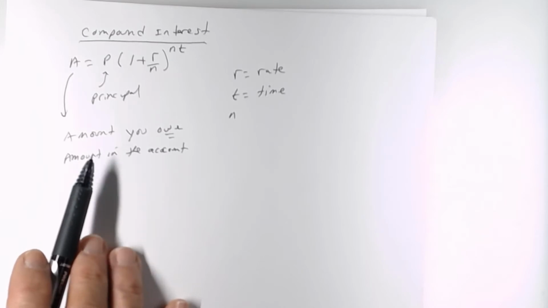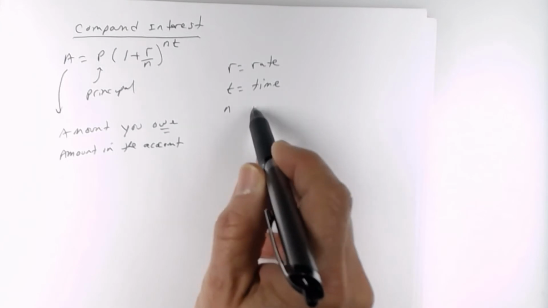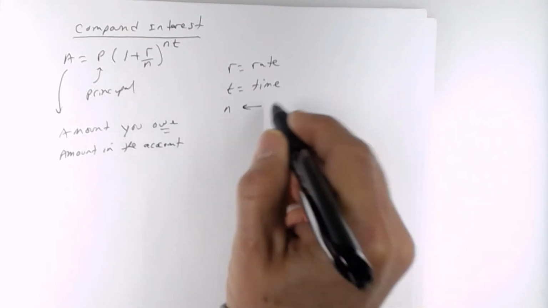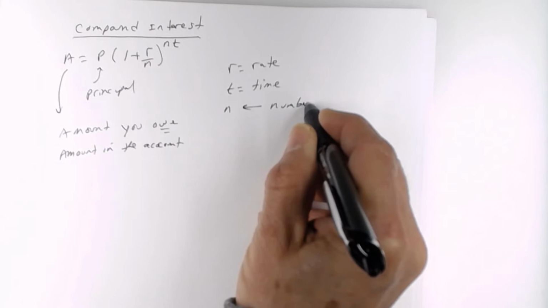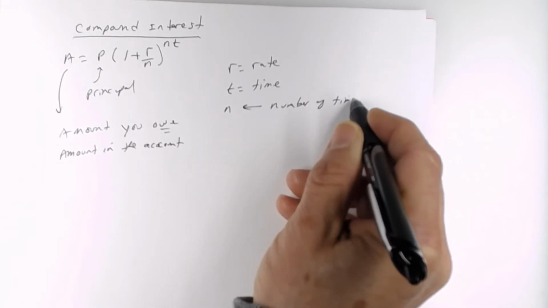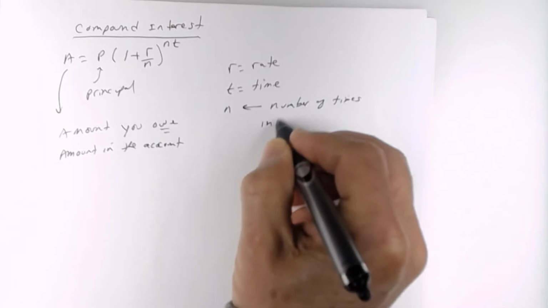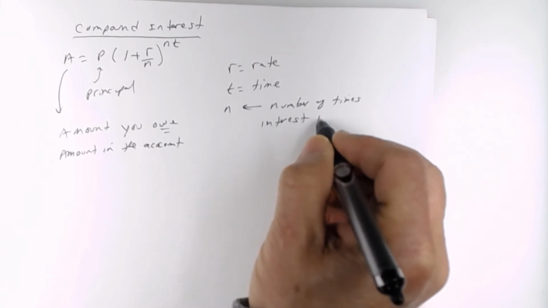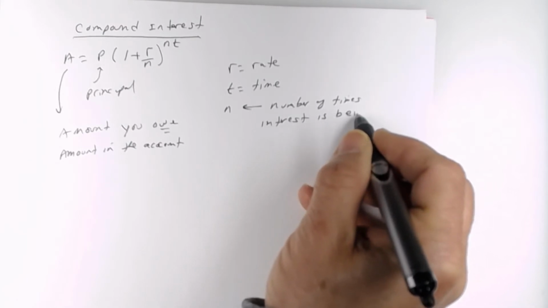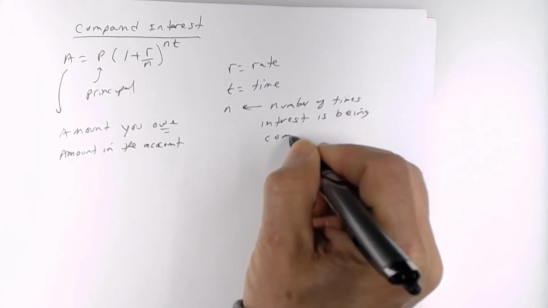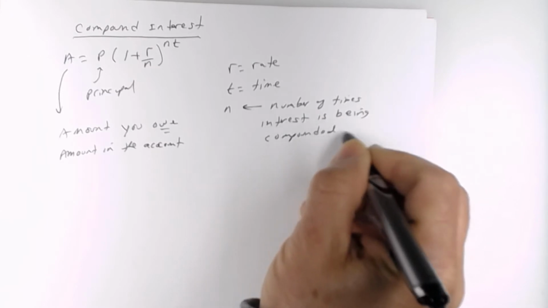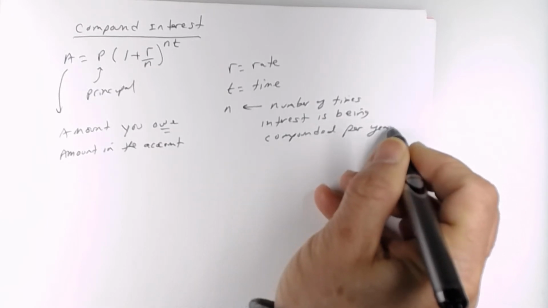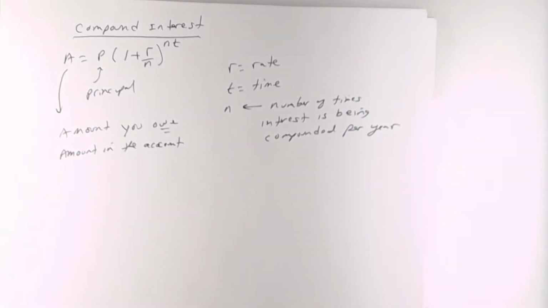But N, let's talk about N. N means the number of times interest is being compounded per year. All right, so N is the number of times interest is being compounded per year.